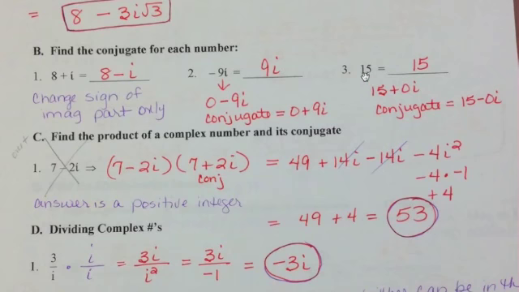Okay? And 15 is the same as 15 plus 0i, because again, all complex numbers have a real part and an imaginary part, and the part that changes is the negative on the imaginary part. So it really changes nothing for a constant like that.